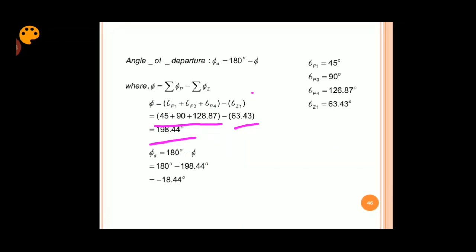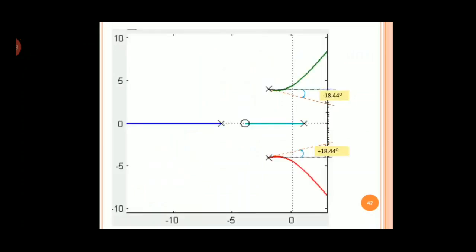Now we have the angle of departure formula here. Substitute the phi value here. So I get the angle of departure like this: minus 18.44 degrees. Now how do we mark it? This is how the root locus of the system looks. We have not done all the other calculations, we have taken this up only for the calculation of angle of departure or arrival. You can follow all the steps and verify that your root locus looks like this.